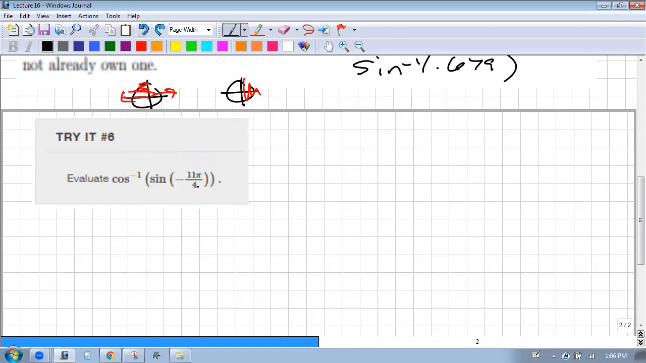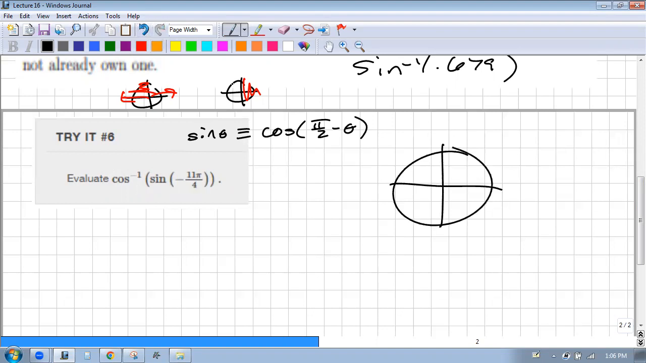Now, this happens to be a very special number. So one thing I could do is try to turn this into cosine, because I know that sine of any angle is the same as cosine of 90 degrees minus that angle. So I could turn this into a cosine inverse of a cosine. But we don't have to do that here because this happens to be one of our special angles. We can just use the unit circle here.